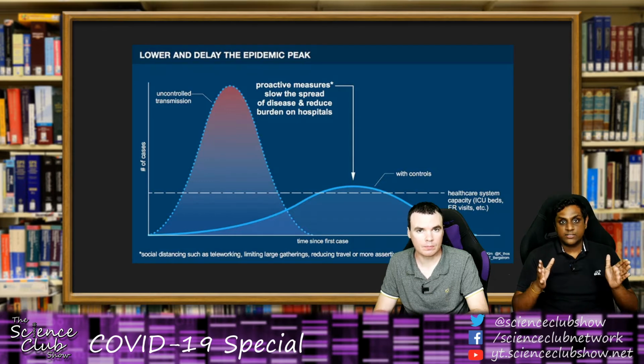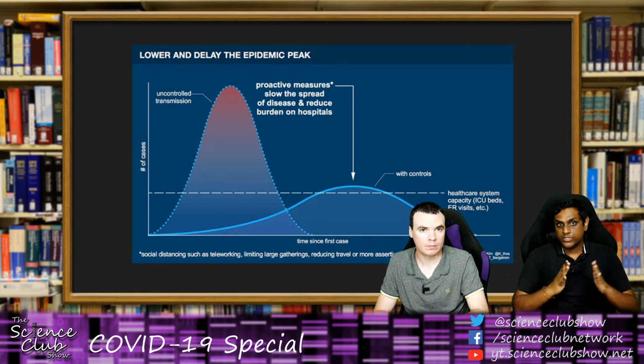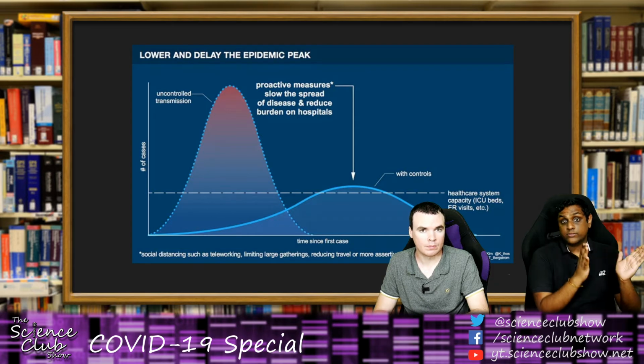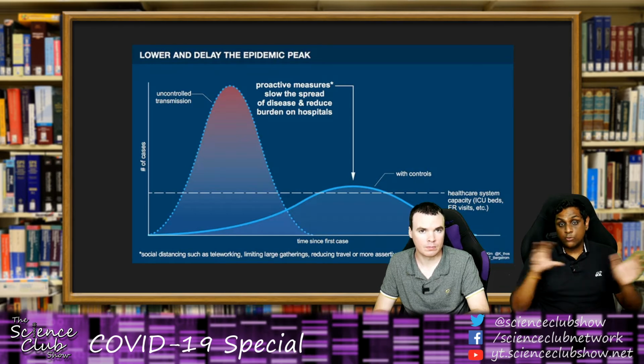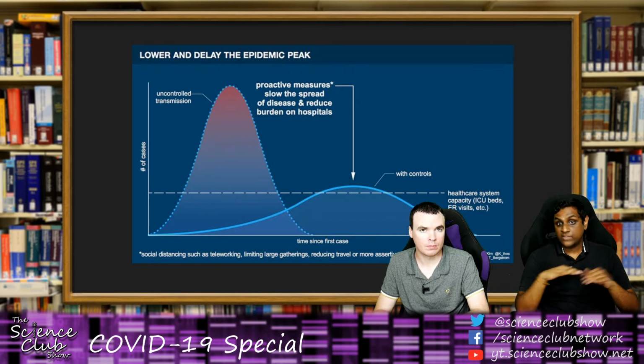So what that's saying is, the first curve is the condition that happens as a new pandemic occurs, right? There's a shoot up in the number of cases over a short period of time. And what we are trying to do is flatten the curve, so we are trying to get a spread of cases over a longer period of time. Now, why is it important to flatten the curve?